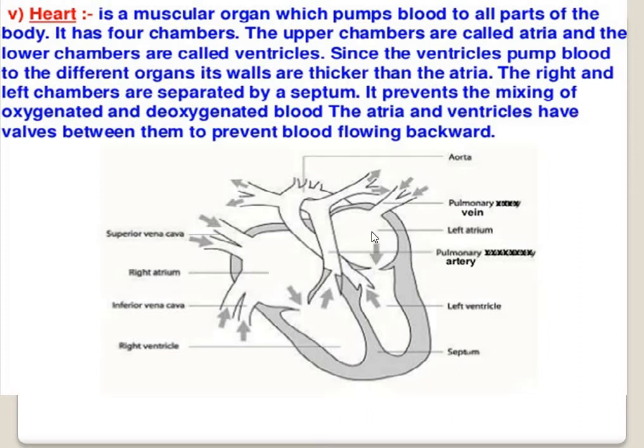So you can see over here the auricles are separated, the ventricles are also separated. And between the auricles or the atrium and the ventricle, they have valves in between. What is the role of the valves? The valves prevent the backflow of blood. That means once the blood comes into the ventricle, it cannot go back into the auricle.